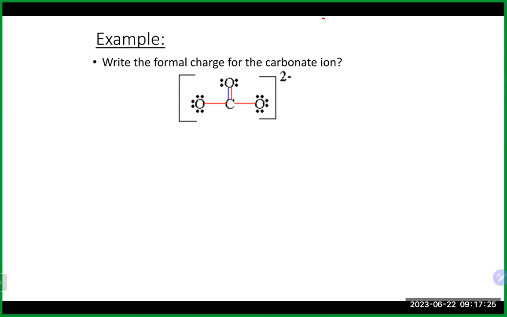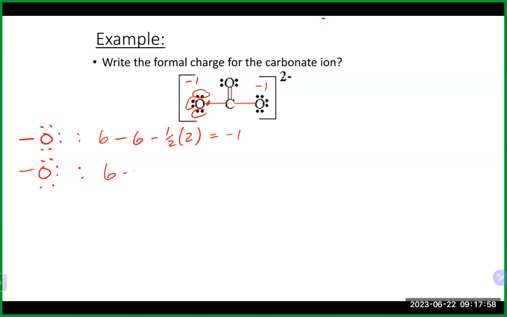Okay, let's take a look. So we'll start with the single bonded oxygen. This would be 6 minus 6 non-bonding, minus 1/2 of our bonding, which would be 2. So it's going to be 0 minus 1, giving us a -1. So that oxygen has a -1 formal charge. This other oxygen is identical, so it's going to come out exactly the same. If you do it the same way, 6 minus 6 minus 1/2 of 2 is -1.